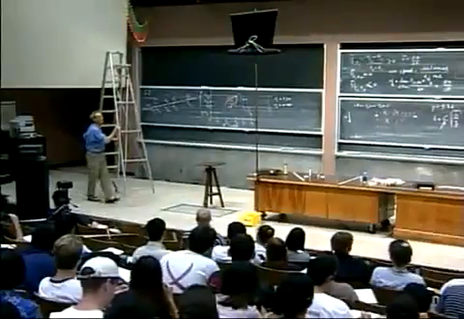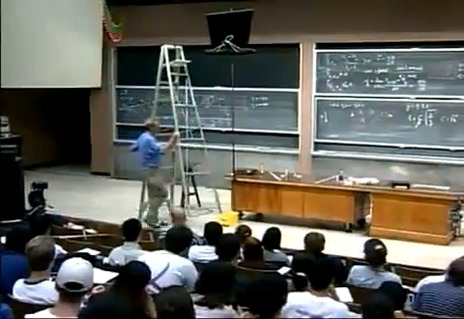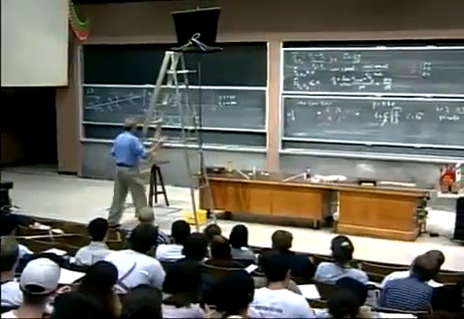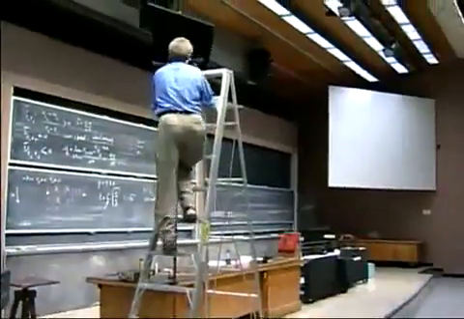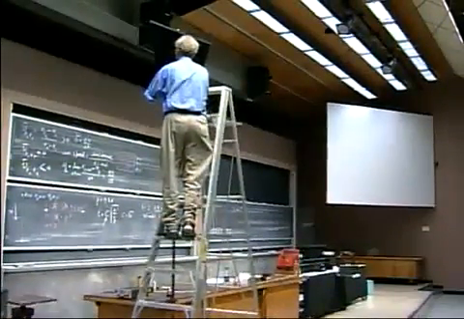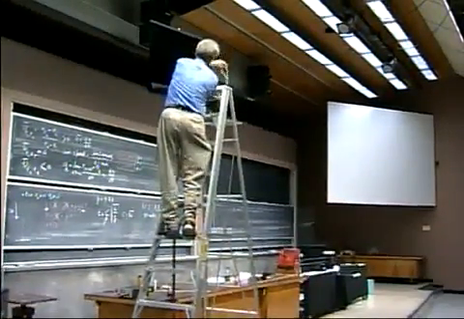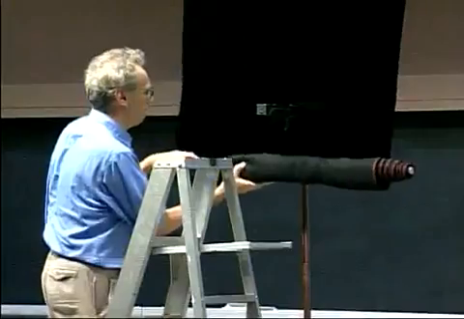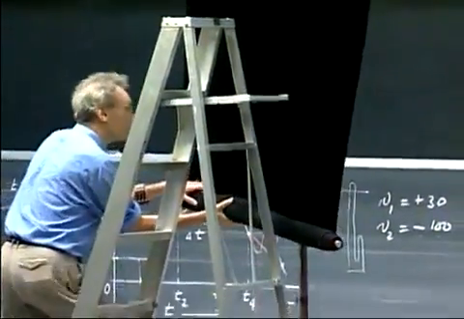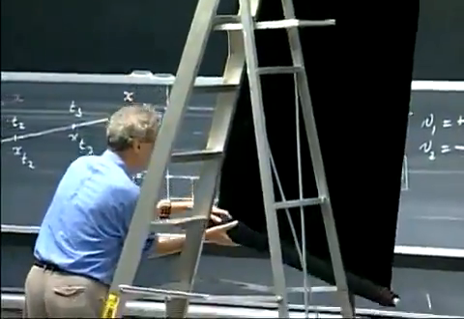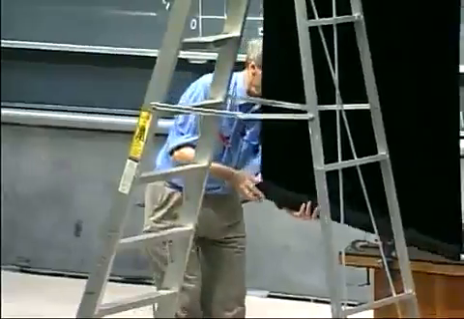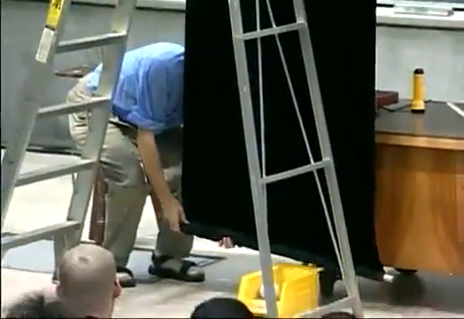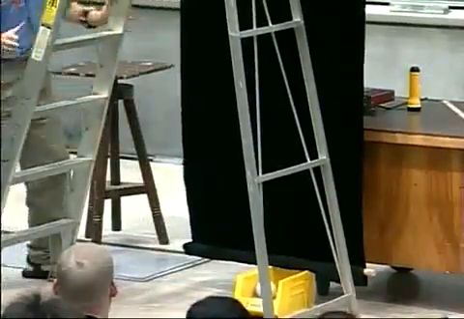So now I have to first lower this velvet so that we get a nice dark background. There we go. Wow. With my fingerprints on it, it's not so black anymore. There it is. That's the background.